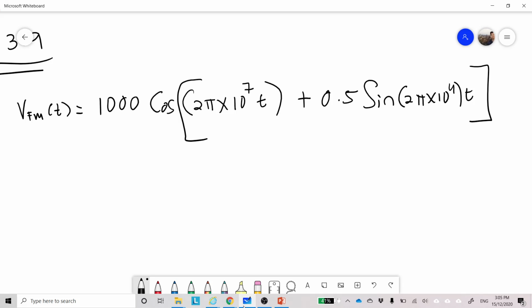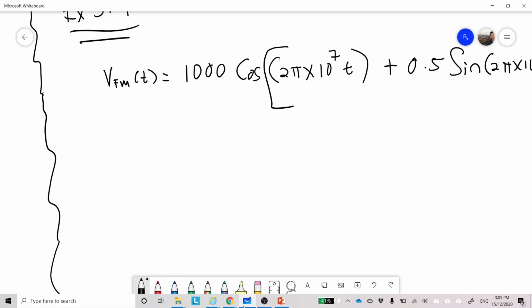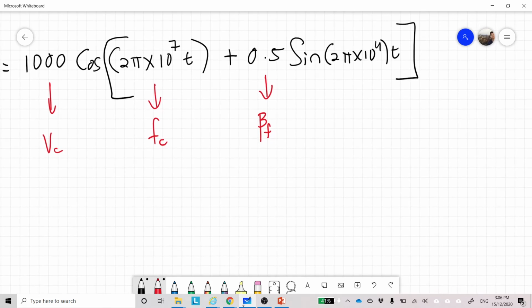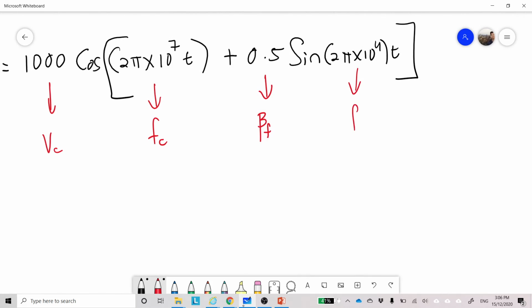Okay, so the first question asks what is the unmodulated carrier power? Okay, unmodulated carrier power, which is PC. Okay, so before that maybe we can determine what is this parameter. Okay, kita boleh tentukan beberapa parameter utama. For example, here is VC, here is FC, here is beta F. Okay, because this is a FM, and then here is the FM.